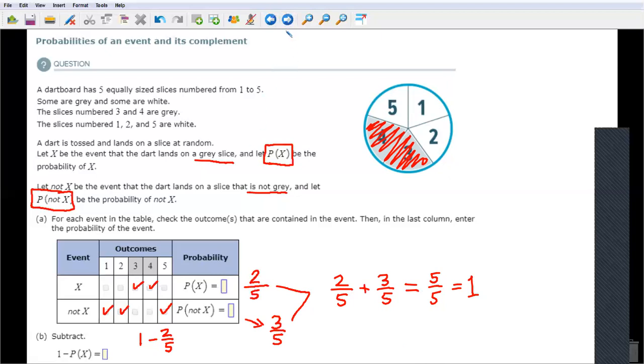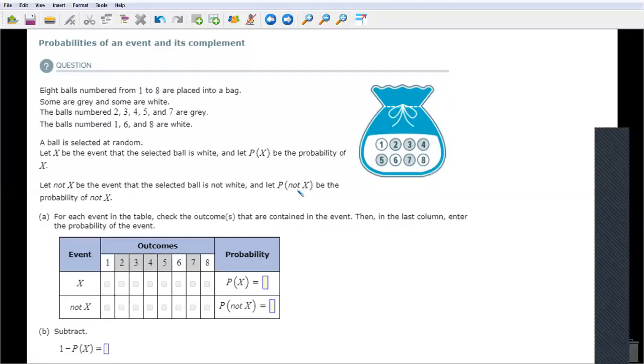I got 2 more here for you. The next one we're going to do is dealing with a bag with 8 balls inside of it. We got 1 through 8. We've got 1, 6, and 8 are all white, and the other 5, 2, 3, 4, 5, and 7 are all gray. Our X here is the event that the ball selected is white, and P of X is the probability of that happening. Not X is the event that the ball selected is not white, and P of not X is the probability of it not being a white ball.